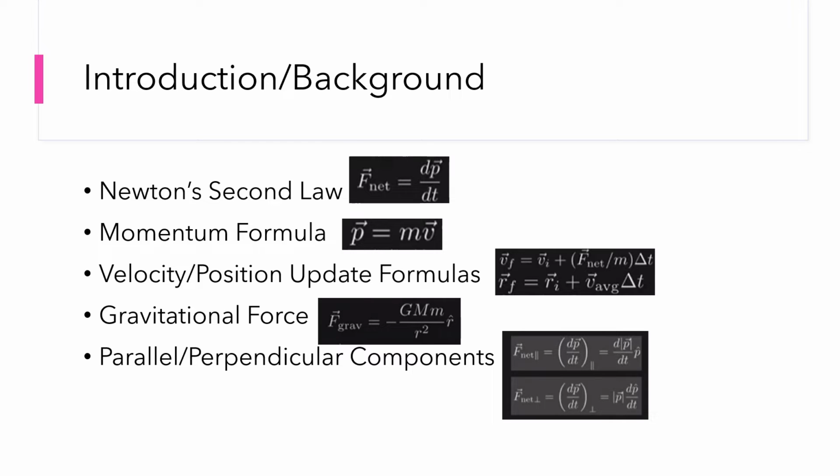And lastly, we have the gravitational force equation, which we used multiple times during this lab, not just to find the gravitational force, but also to find a few of the variables that are in the formula.